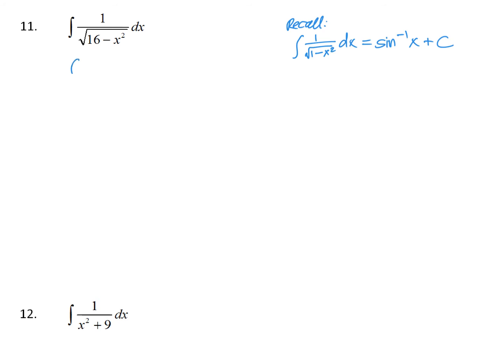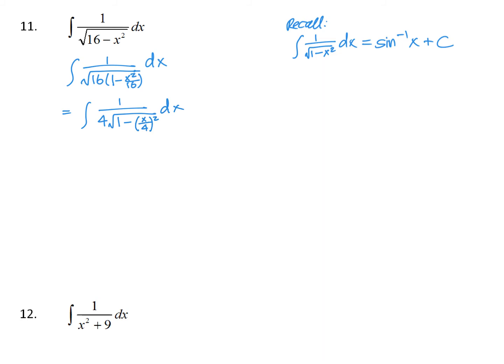Well, here's how. First, I'm going to factor out a 16 from within the square root. So this gives me 16 times parentheses 1 minus x squared over 16, and I still have my dx out here. Then I'm going to take out the root 16 and make it just 4. And then I'm going to make the square root of 1 minus, writing x squared over 16 as parentheses x over 4 all squared.